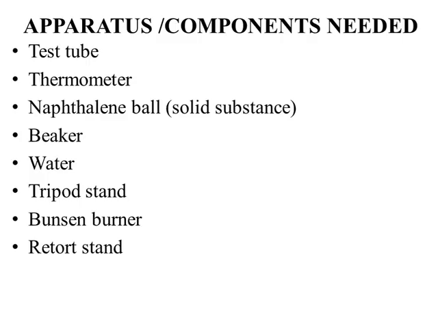So the apparatus needed: we need a test tube, a thermometer, and a naphthalene ball. The naphthalene ball is a solid substance, and I know some of us will be wondering what a naphthalene ball is. It is what we call camphor, that small round thing we put inside our clothes so that the wardrobe smells nice. Our parents put it inside their cupboard of clothes. We call it camphor. We also have a beaker, water, a tripod stand, a Bunsen burner, and a meter stand.